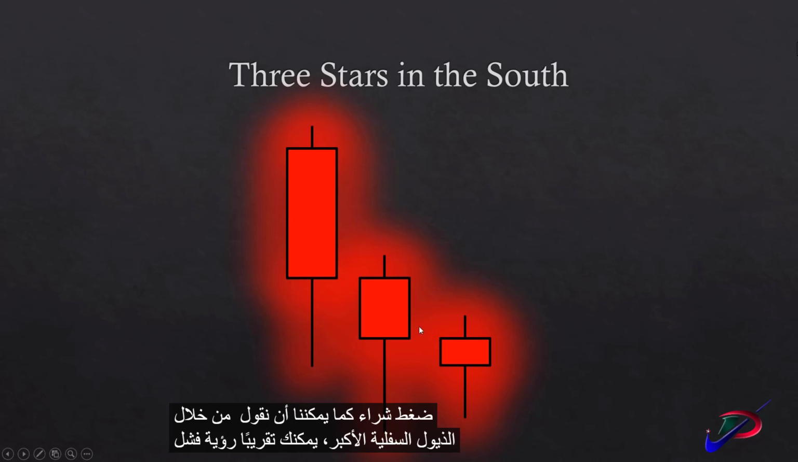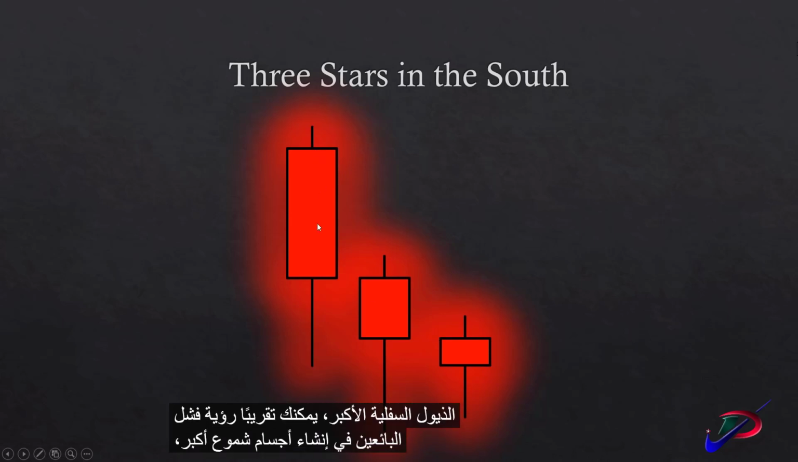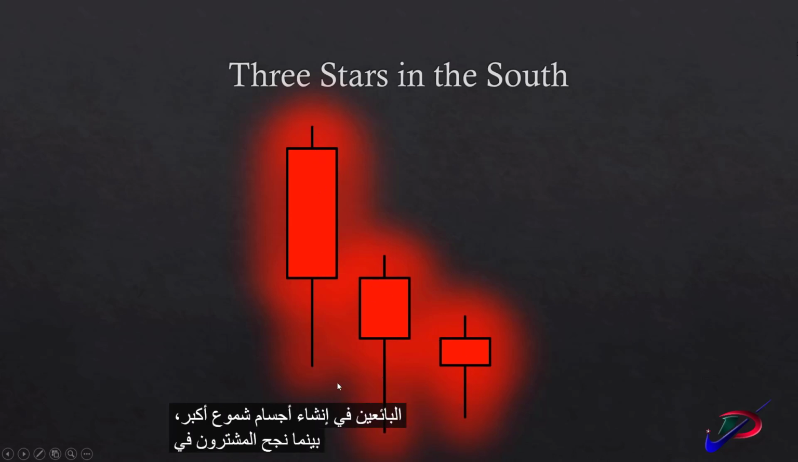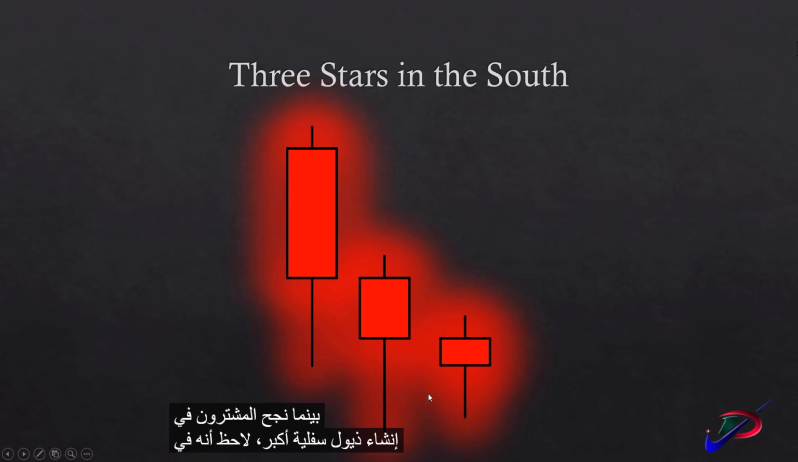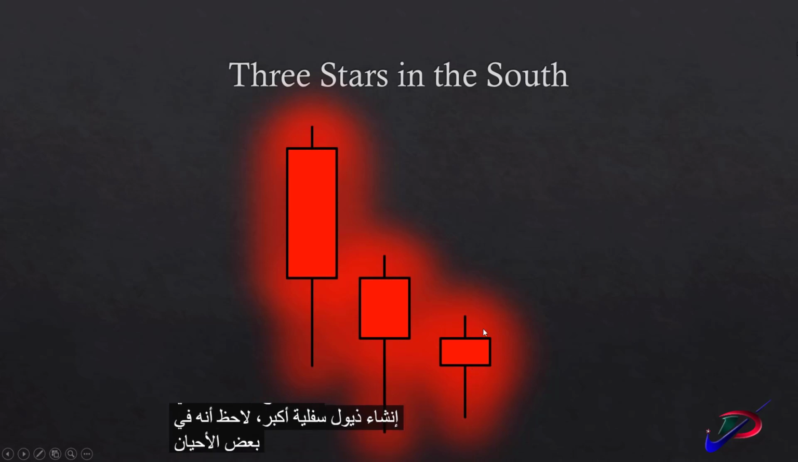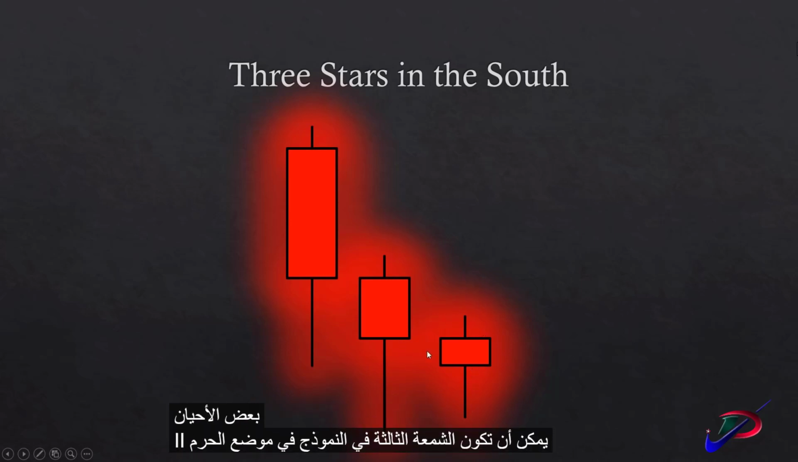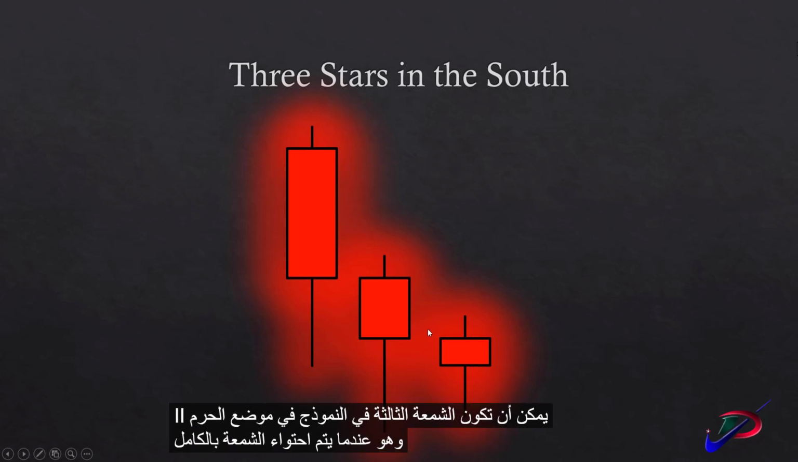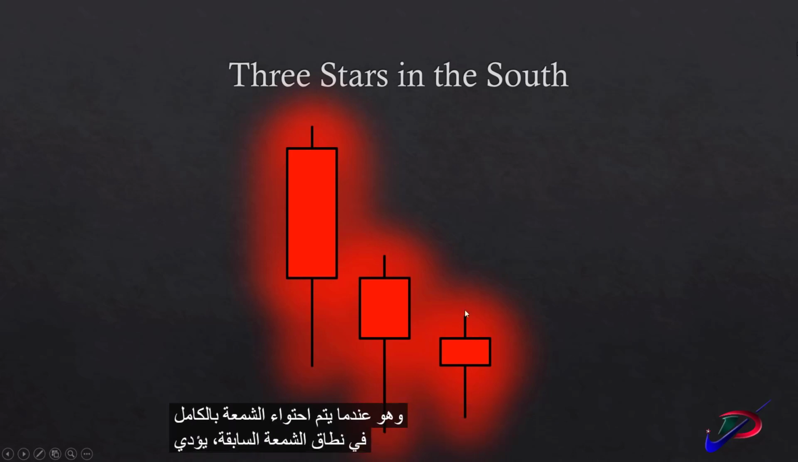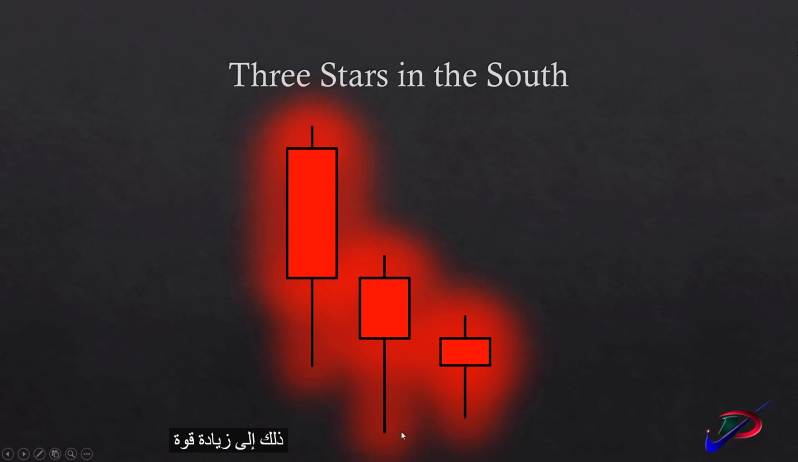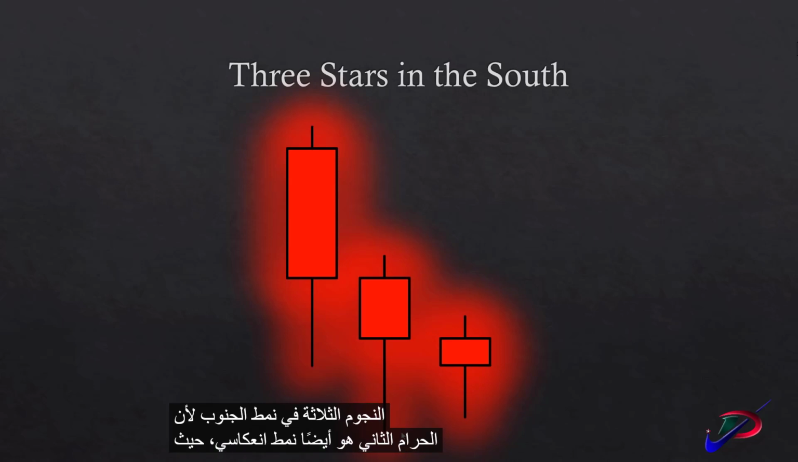You can almost see the sellers failing to create larger candle bodies and the buyers succeeding to create larger lower tails. Notice that sometimes the third candle in the pattern can be in a harami position, which is when the candle is fully contained in the range of the previous candle. This increases the strength of the three stars in the south pattern because the harami is also a reversal pattern.